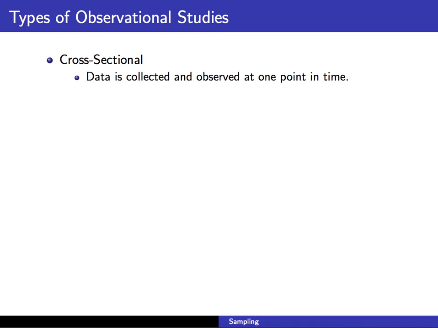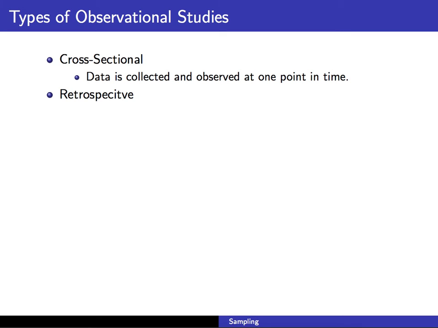So let's look at some observational studies. Our first one's called a cross-sectional study, and that's where data is collected and observed at one point in time. So for instance, we might want to take a look at the average height of a current NBA basketball player. So we look at our current rosters of teams and take samples from those rosters, or just look at the entire NBA roster.